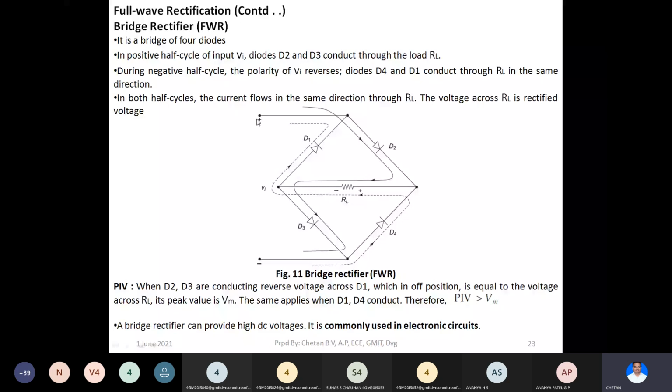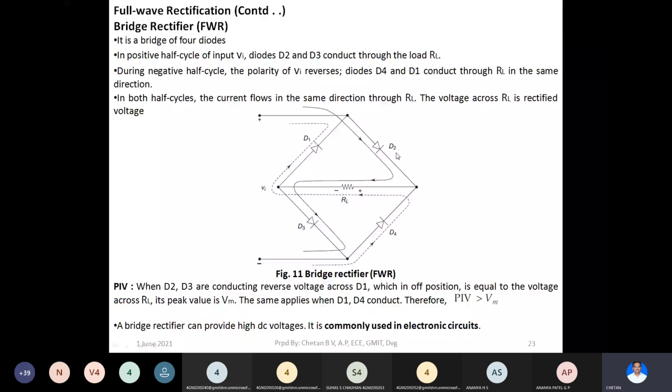So during the positive half cycle of the AC, this terminal will be positive with respect to this terminal. So you will have positive polarity here and negative polarity here. During the positive half cycle, diodes D2 and D3 will be conducting, because D2 and D3 will be forward biased. We can see here.